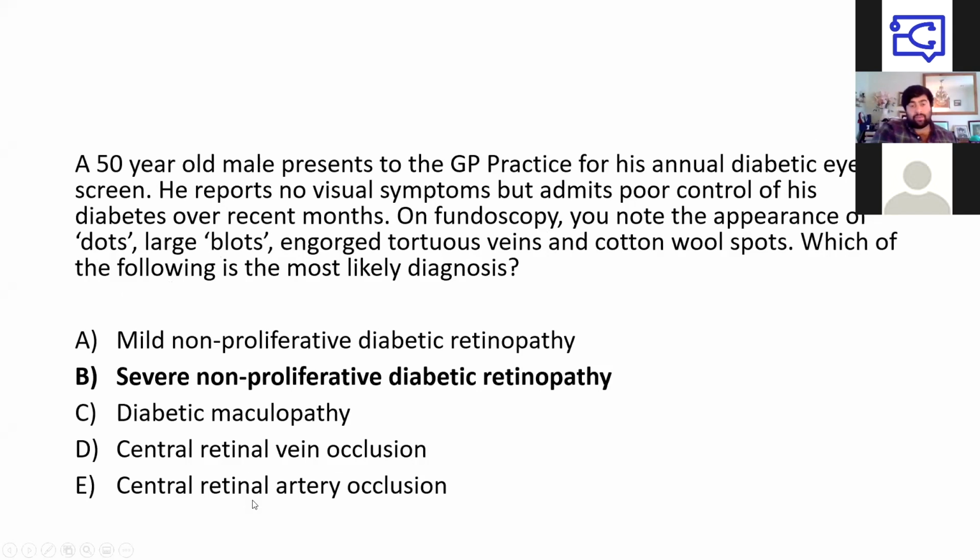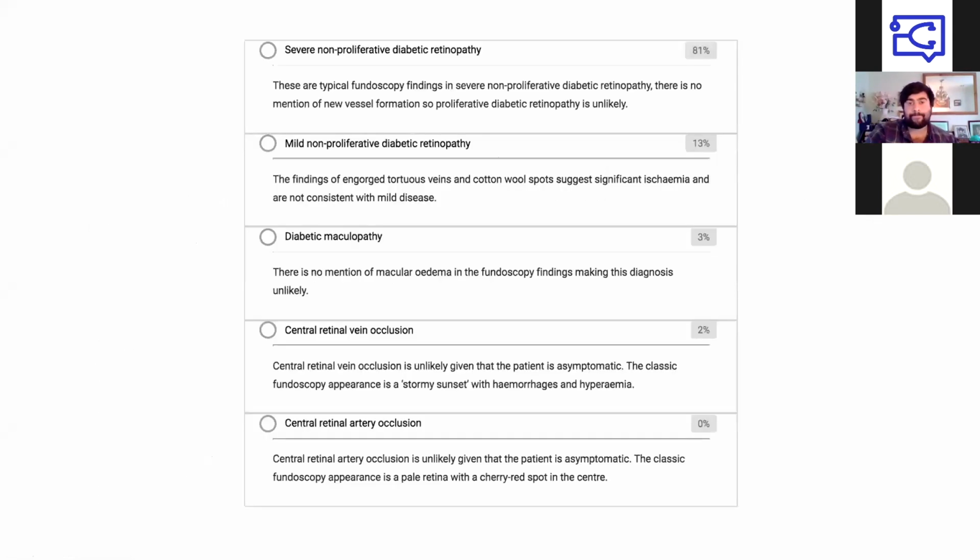So I would say if you're looking at the options, do we think this is diabetic maculopathy? Not really, because the macula is the center of vision, and that's not really what this person has reported. It's not going to be CRVO or AO, although, as we just discussed, diabetes is a risk factor for the development of both of those. So really, the question would be narrowed down to whether or not this is severe or mild. And I would say on the basis of those findings, it's going to be severe, which is what this says too.